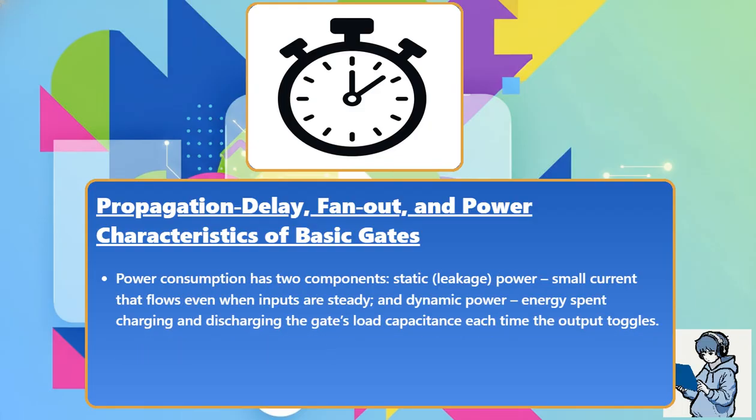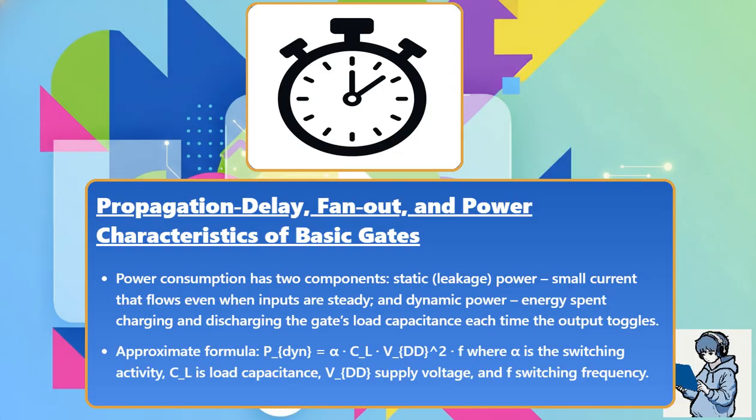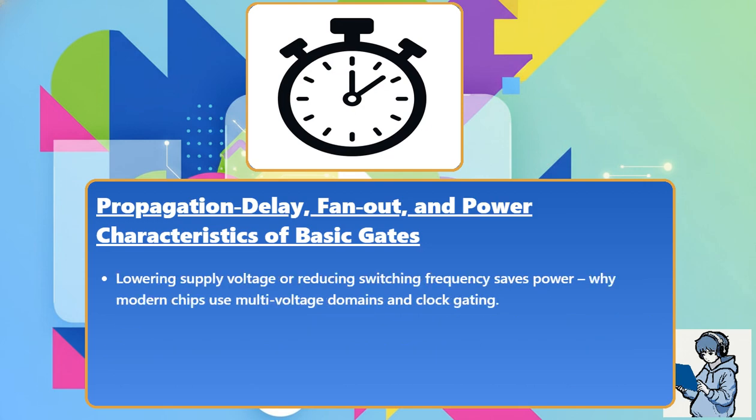Power consumption has two components: static leakage power, a small current that flows even when inputs are steady, and dynamic power, the energy spent charging and discharging the gate's load capacitance each time the output toggles. Approximate formula: P dynamic equals alpha times C L times V DD squared times F, where alpha is the switching activity, C L is load capacitance, V DD is supply voltage, and F is switching frequency. Lowering supply voltage or reducing switching frequency saves power, which is why modern chips use multiple voltage domains and clock gating.